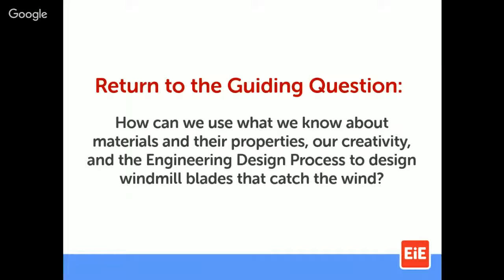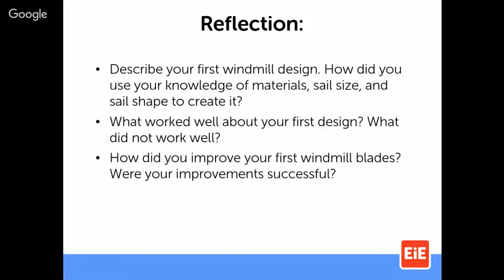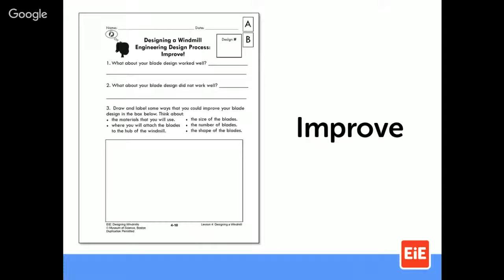Okay, so that comes back to the guiding question: using everything that they've learned about materials and properties to design windmill blades that catch the wind. Do a group reflection or a share out, thinking about their designs and the similarities or differences between them, and again thinking about those improvements. So you could actually give them a couple minutes to spend on improving, just talking about it in their groups, even if you don't have time to go back and actually create those windmill blades.